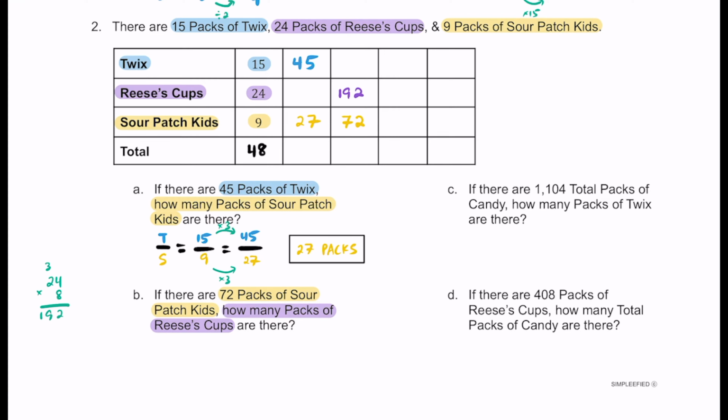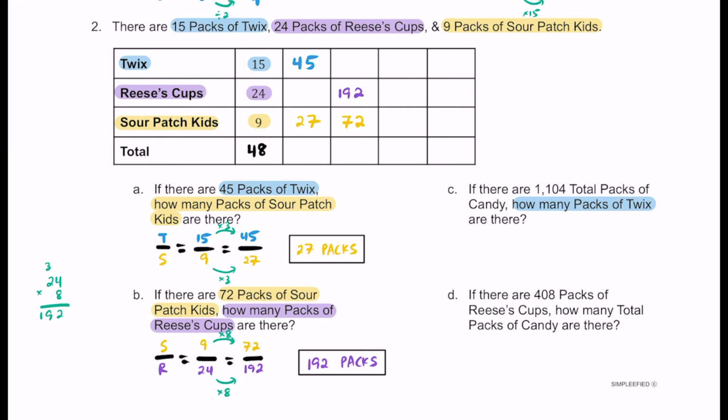Okay, setting up a ratio though, if we don't have a table, right? So this would be helpful. A Sour Patch Kids to Reese's Cups. I'll do like a R, S, and R for our ratio. So our original ratio we know is 9 to 24. So we'd put 9 on top and then 24 on bottom. And then we were told that there were 72 packs of Sour Patch Kids, so 72 goes on top. And you can see here that this is going to be 8 times more Sour Patch Kids, so we needed 8 times more Reese's Cups. And we just showed a little bit earlier that 24 times 8 would be that 192. So that's how many Reese's Cups there would be.